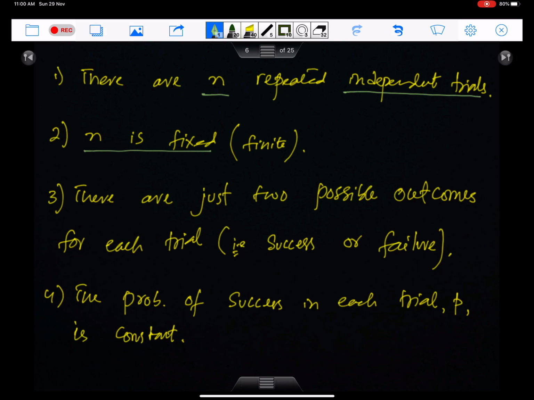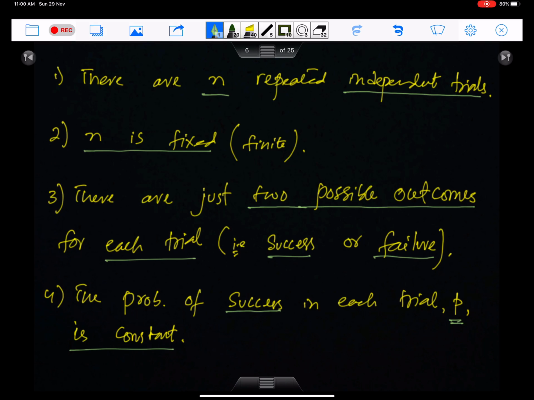There are just two possible outcomes. This is the next condition: just two possible outcomes for each trial, that is, success or failure. Binomial means two, so there must be only two outcomes for each trial. The probability of success in each trial, p, must be constant.